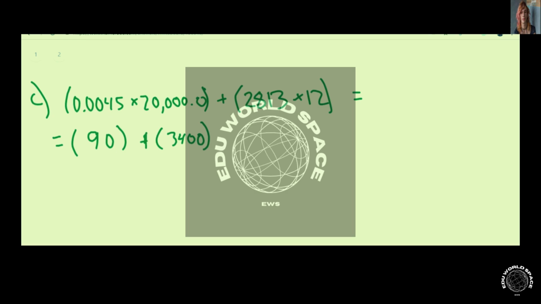And when we add them together, we want to keep the same amount of decimal places, which is none for both of them. So we have 3490 as our final answer.